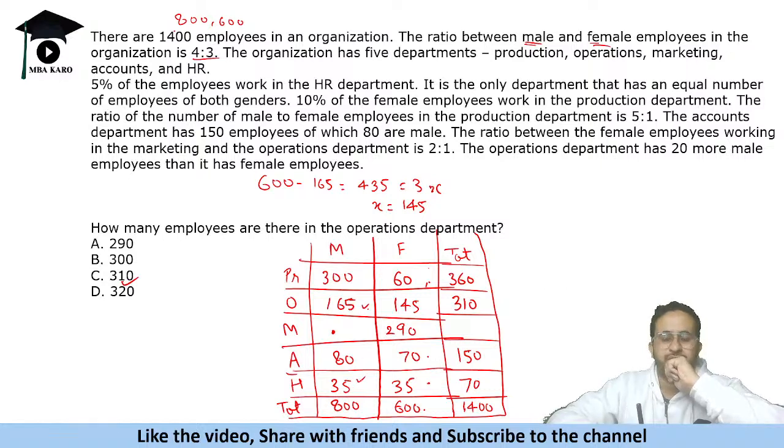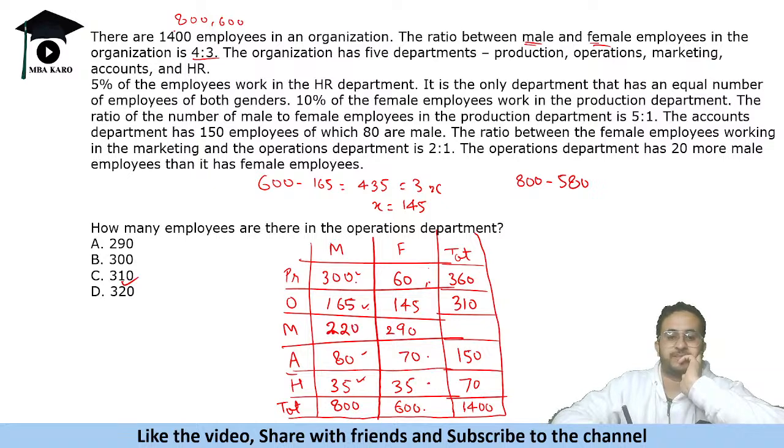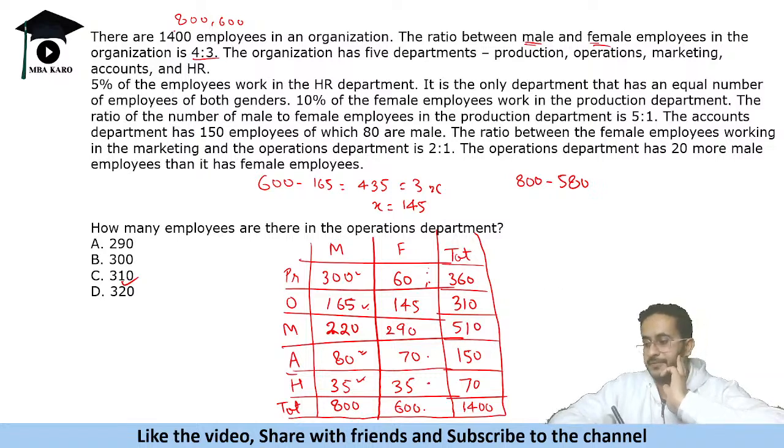This plus this is 200. Okay, 200 plus 300, 500, 580. So 800 minus 580, we get 220 male employees here. Okay, so total employees will be 510 in the marketing department.